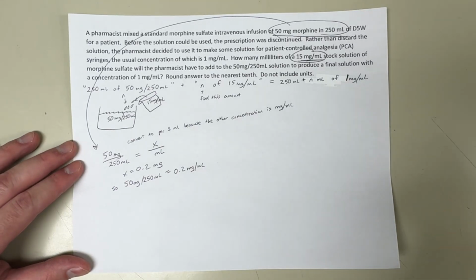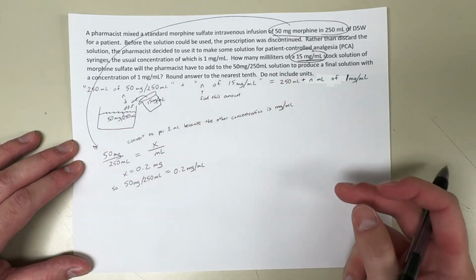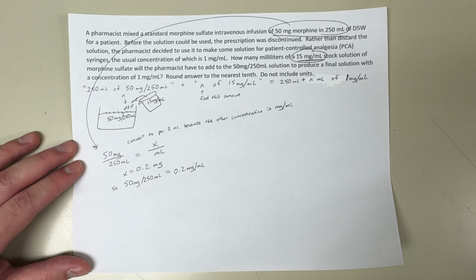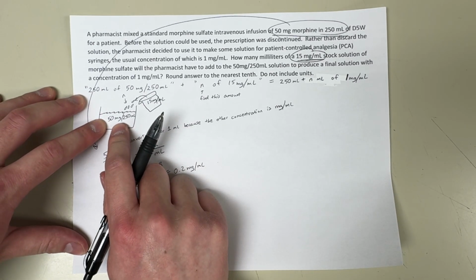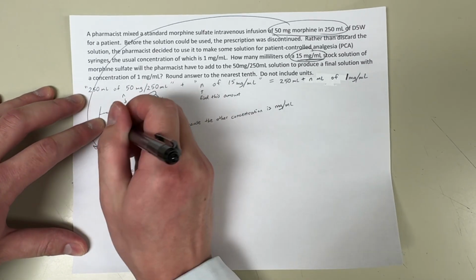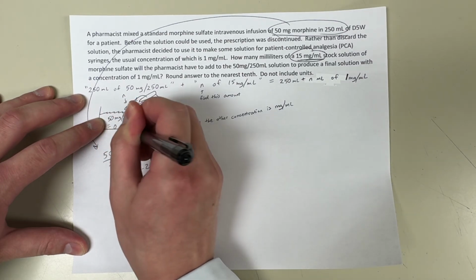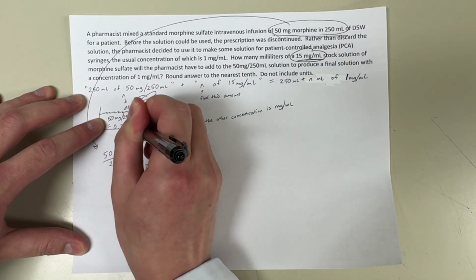I know some of you are just saying, oh, just divide them both by 250, the numerator and denominator. Yeah, you can do that. I'm just trying to make it easier for those that are not really good at math. So this solution that has 50 milligram per 250 milliliters is the same thing as 0.2 milligrams per milliliter.